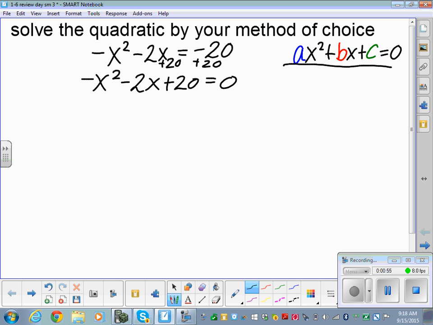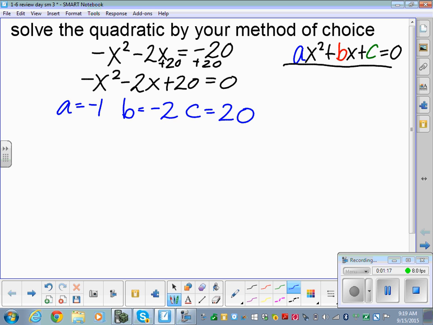Did everybody get that? Now, piece by piece, we're going to be going kind of quick today. This is a review day. We're going to go through and say what A, B, and C is. So what's A, guys? Negative 1. Now, guess what I saw on the quiz? People wrote negative 1x squared. No, A is the number in front of x squared. B is equal to what? Negative 2, and C is equal to 20.